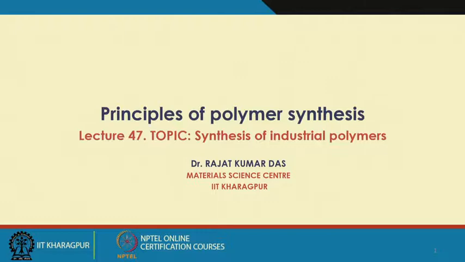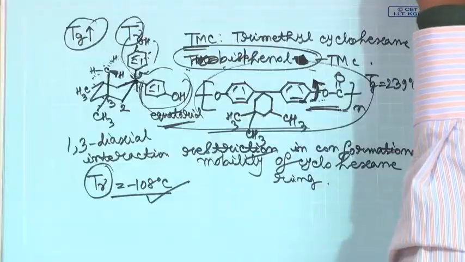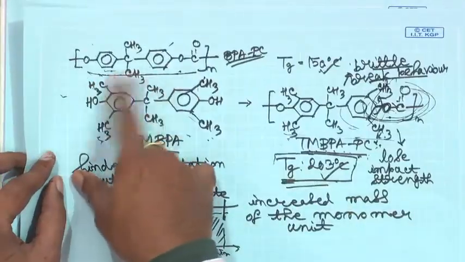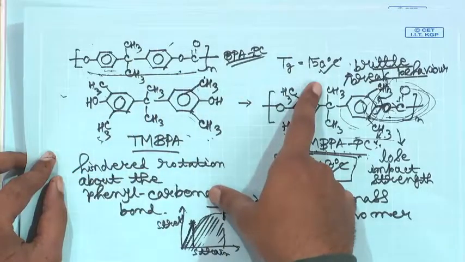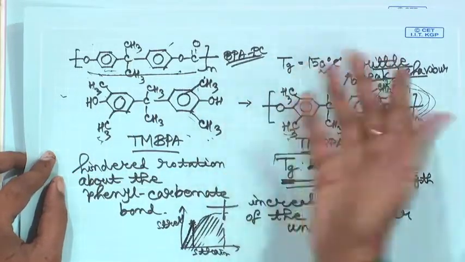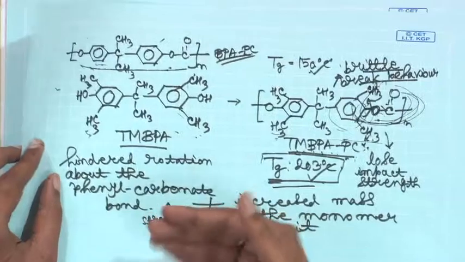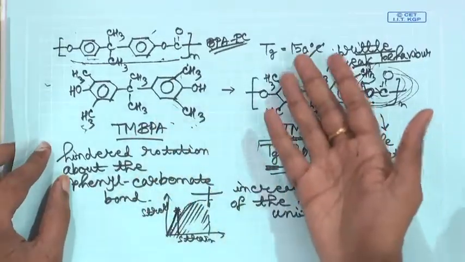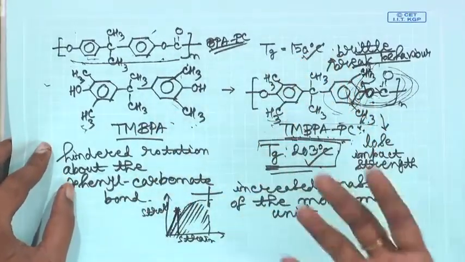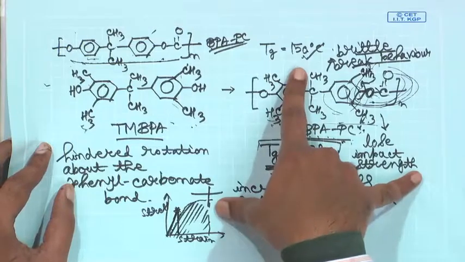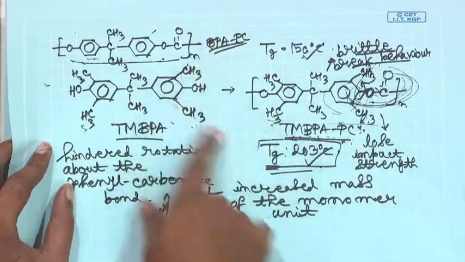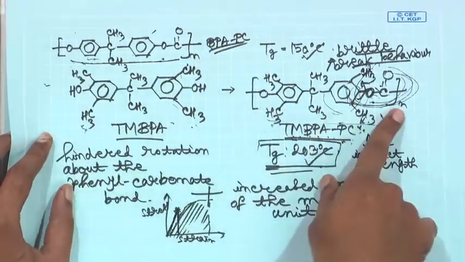So, just a quick recap. If we look at the bisphenol A polycarbonate, the Tg is quite high, but as far as what we expect, if we want to have very high thermal stability, then it is moderate. So, we substitute 4 methyl groups in order to increase the rigidity of the polycarbonate.